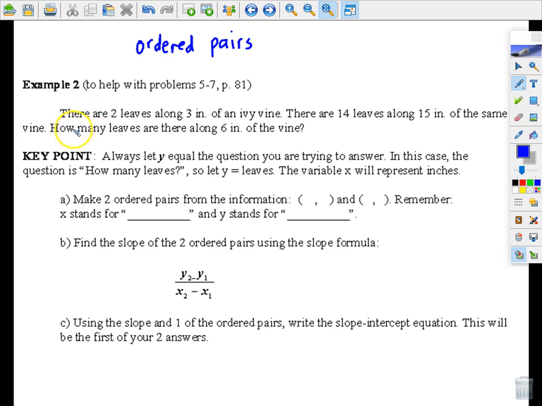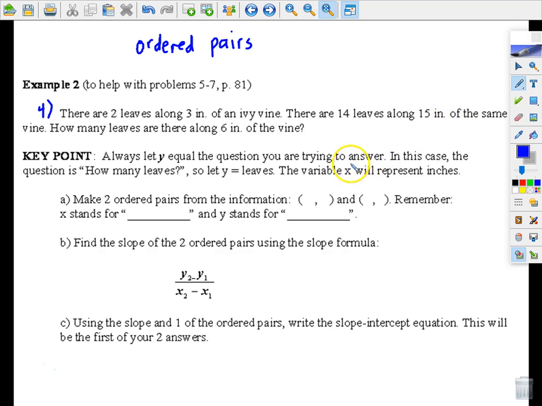Here's an example taken straight from your book. This is actually number 4 on page 81, and use this as a guide to help you with numbers 5, 6, and 7. What we're told here is there are 2 leaves along 3 inches of ivy vine. There are 14 leaves along 15 inches of the same vine.